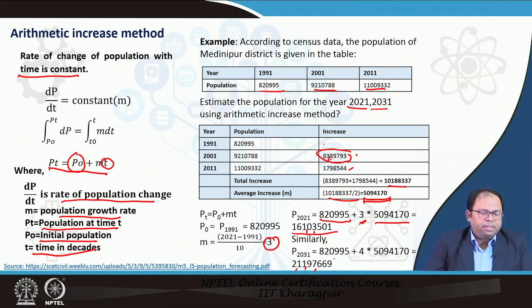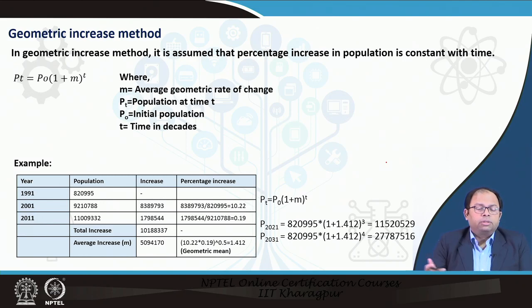So this is a very simple way of extending or projecting the population, but some problems may occur. As you can see, there is a huge increase during the period from 1991 to 2001, but then the increase has slowed. But when we are estimating the population for a future year, we are not considering this change in the growth rate.